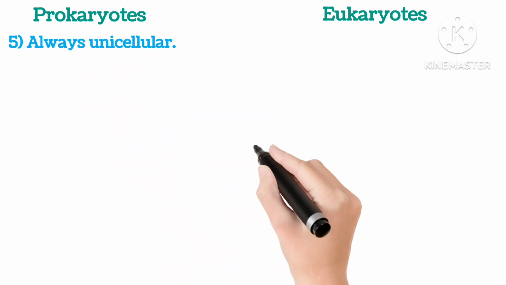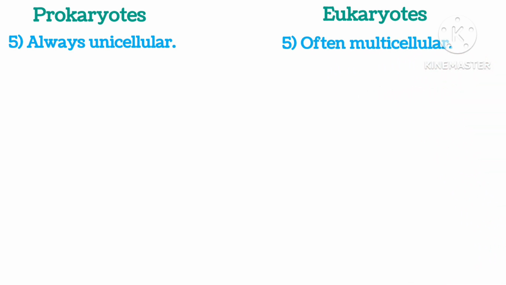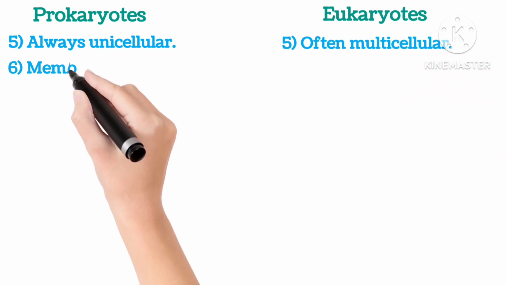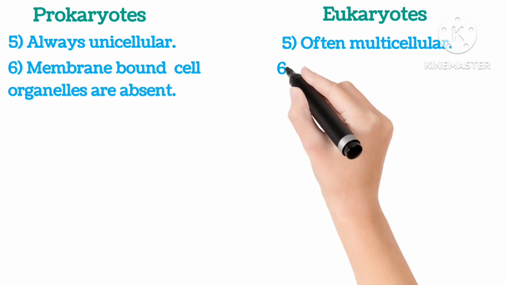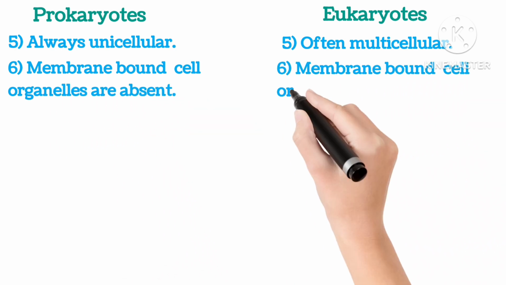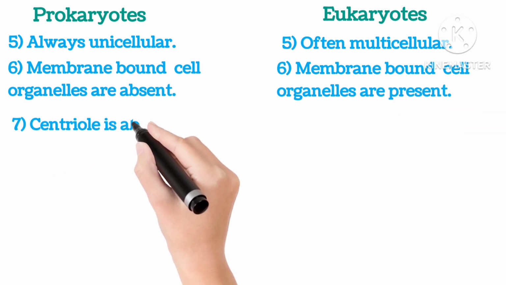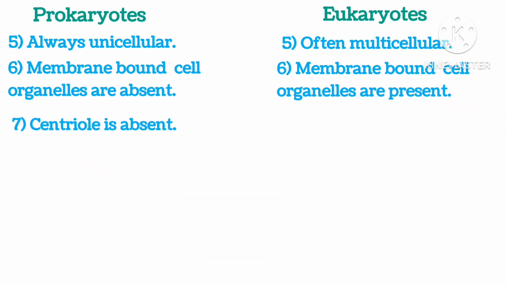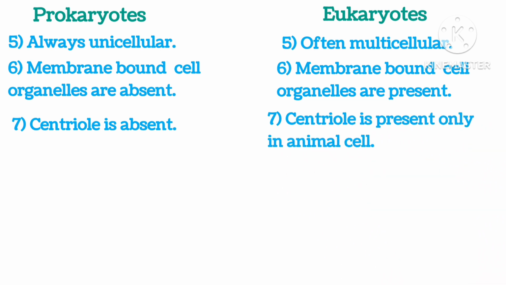Prokaryotes are always unicellular, while eukaryotes are often multicellular. Membrane-bound cell organelles are absent in prokaryotes. Membrane-bound cell organelles are present in eukaryotes. Centriole is absent in prokaryotes. Centriole is present in eukaryotes only in animal cells.